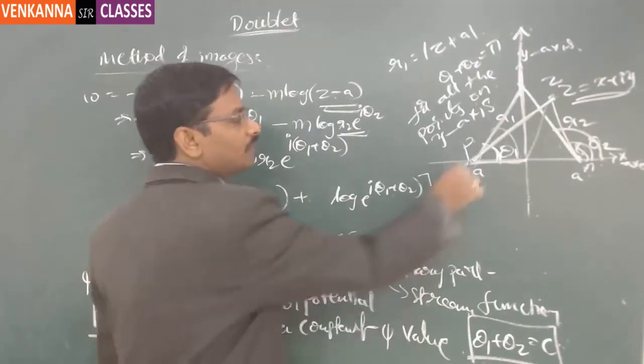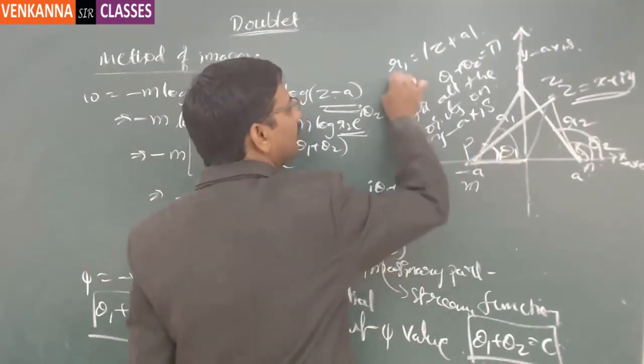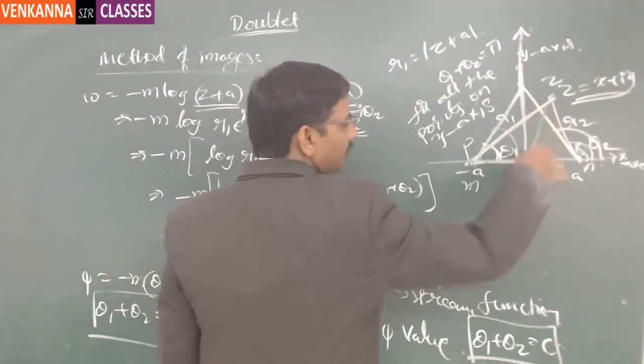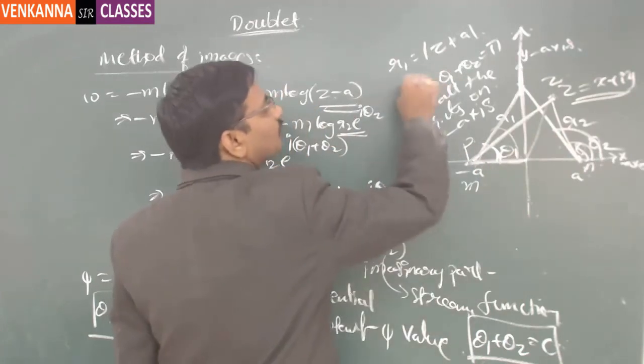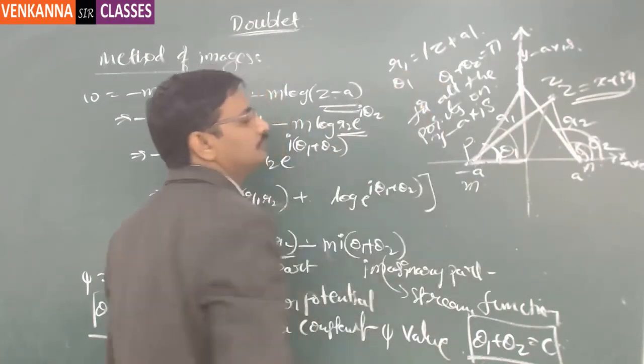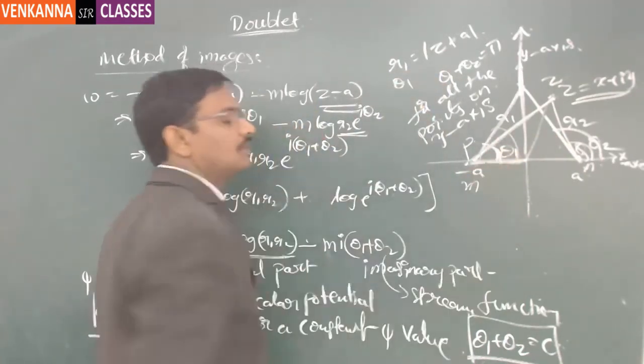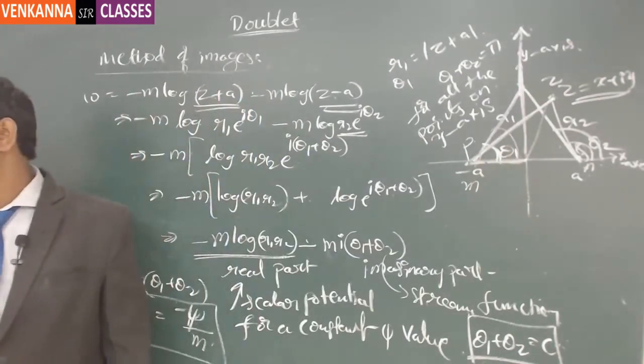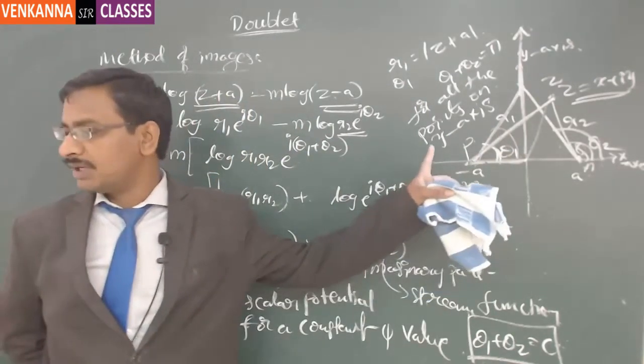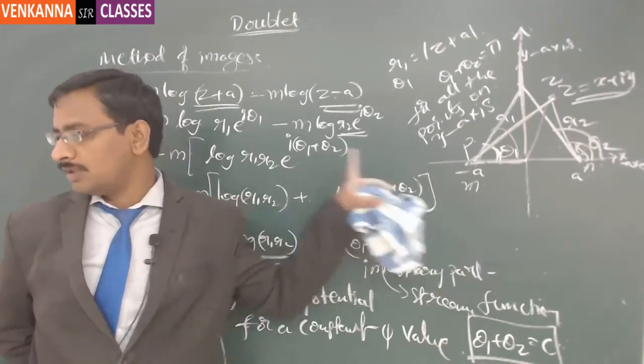And the angle it is making with respect to the x-axis will be tan inverse of this height divided by this length. That you are going to get as the theta 1 value. So that is this angle. Got it? So that is the simple way of representing a complex number in polar form. Nothing more than that.